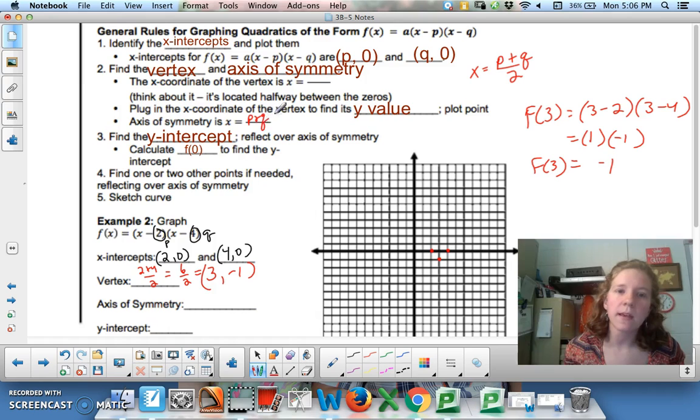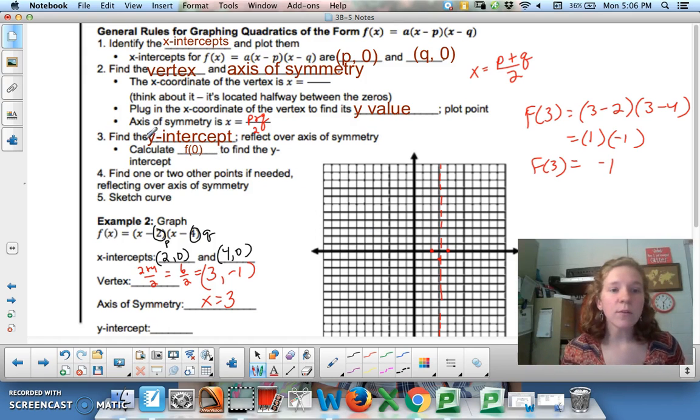The axis of symmetry is going to have that same formula. It's going to be p plus q over 2. Except here, I just need that x value. So my axis of symmetry is going to be x equals 3. Remember, that's just this line right here that goes through my vertex and gives me a reflection point.